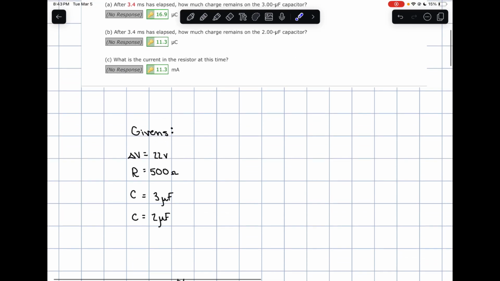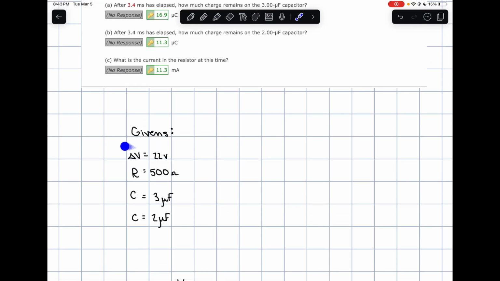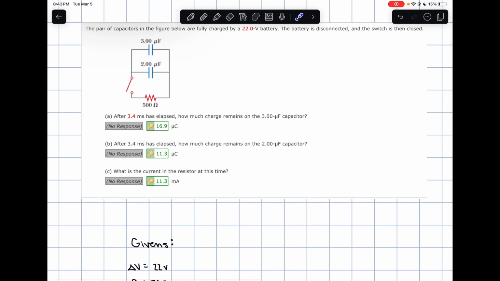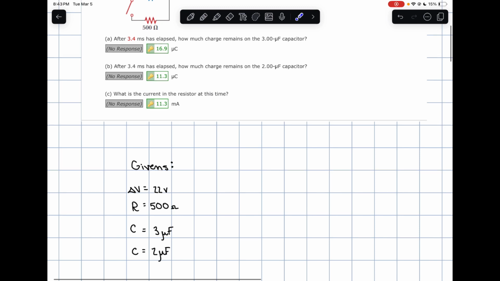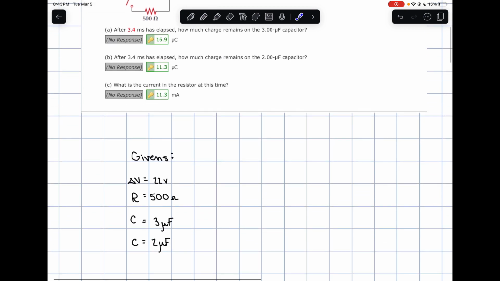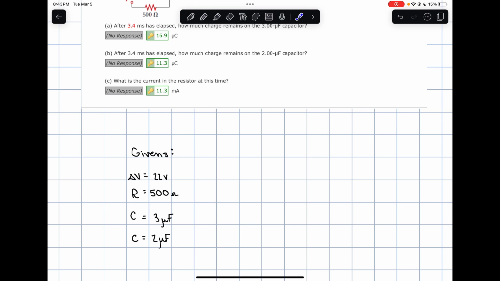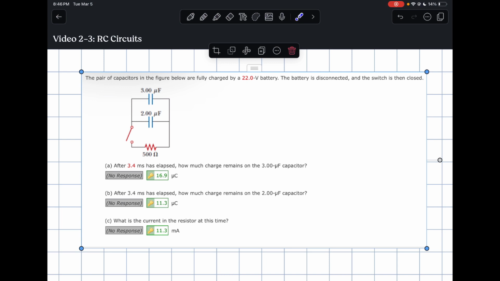Next, we have some givens. We're given that the change in V of the initial battery, or that the circuit is charged to by the battery, is 22 volts. The resistance is 500 ohms. The capacitance on one of the capacitors is 3 microfarads, and the capacitance on the other capacitor is 2 microfarads. Now that we've taken a look at this circuit, let's take a look at part A. After 3.4 milliseconds has elapsed, how much charge remains on the 3 microfarad capacitor?